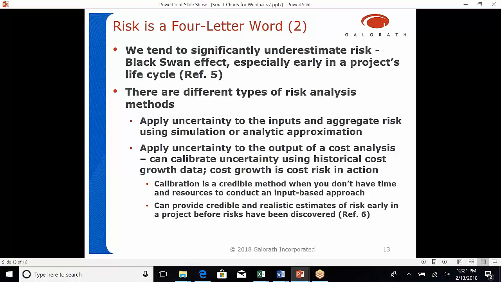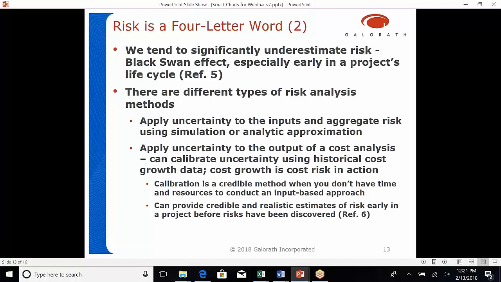We're not looking at those. There's a lot of black swans that are out there, if you're familiar with that concept. And there are some different types of risk analysis methods. And what we've seen and what a lot of tools do is they apply uncertainty to inputs and aggregate risk using simulation or analytical approximation. And one way to overcome the underestimation of risk regarding the project is to calibrate uncertainty using historical cost data.